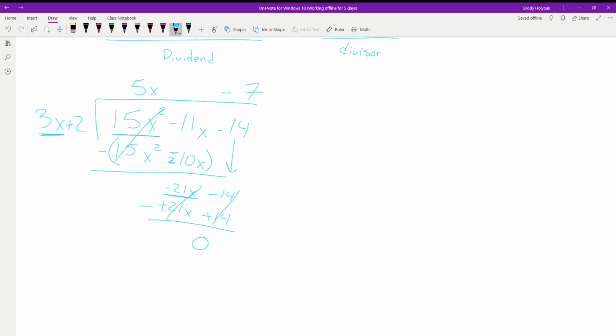Is there a reason why the 11x isn't dropping? Because we have a negative 10x below it as well. So we have negative 11 minus 10, which gives us a negative 21. And then the next step we look at, what can I do here?